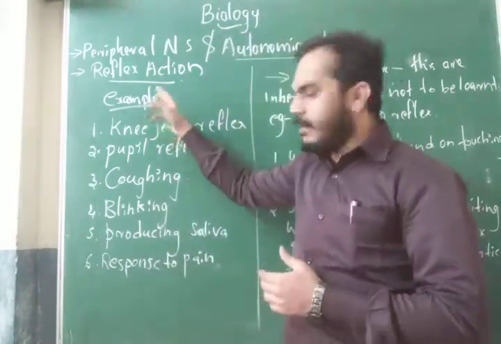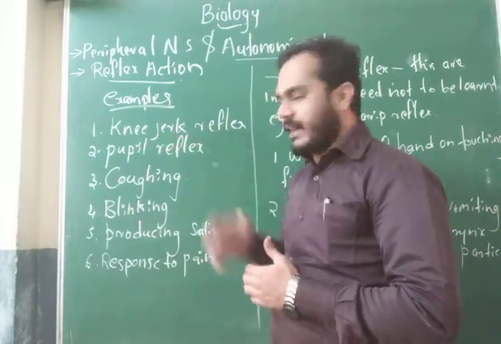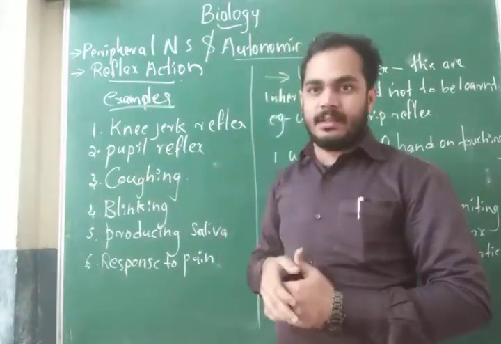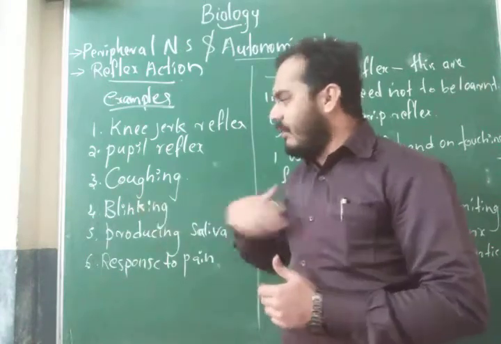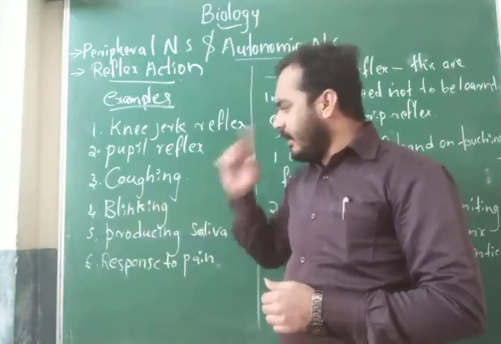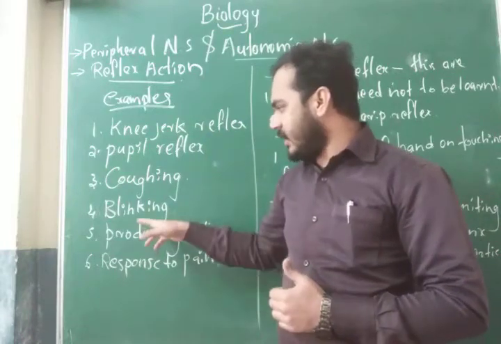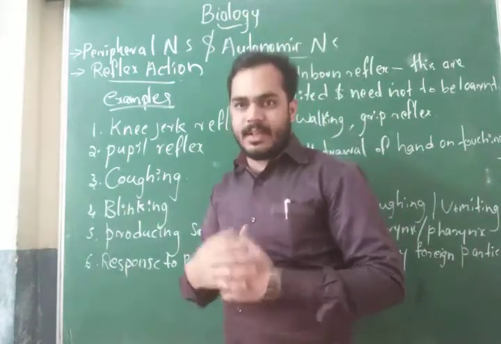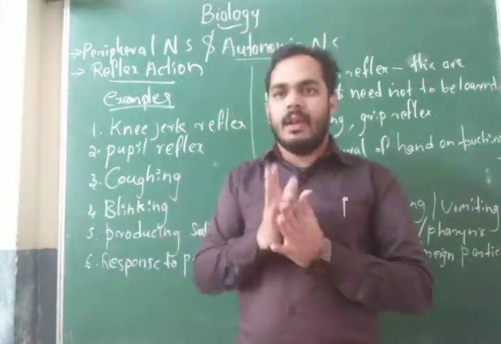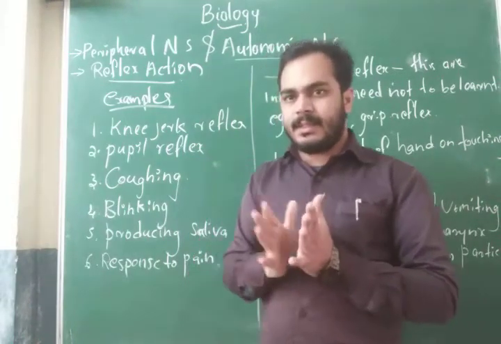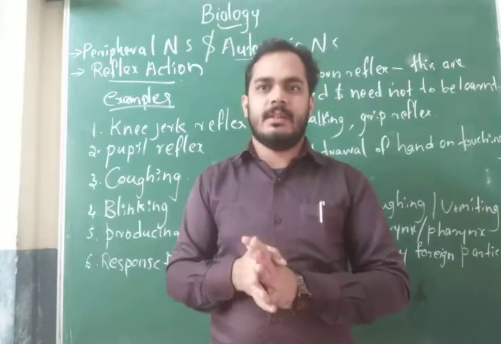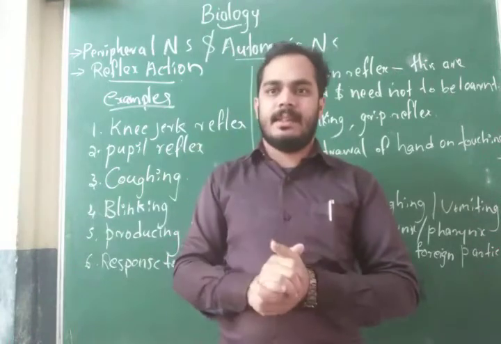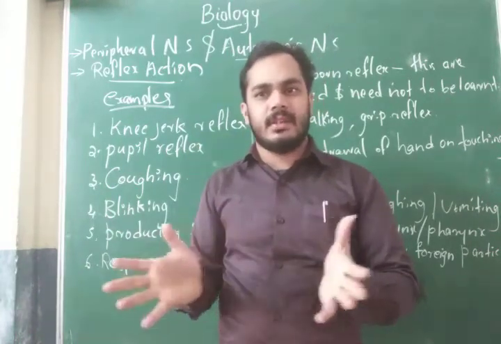Some examples are given here. The first one, knee jerk reflex, and second one, pupil reflex. And third one, coughing. The blinking of the eye is also an example of reflex action. And producing saliva, and response to pain. These are the examples of reflex action. That means in some particular condition, a bad condition, the body acts towards that message or stimulus. That is called reflex action.